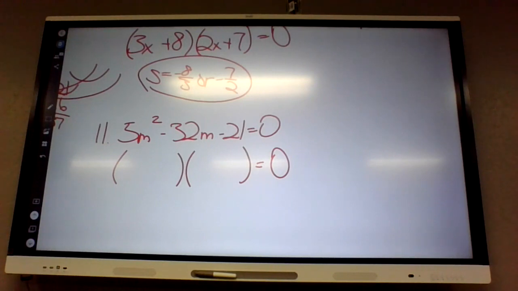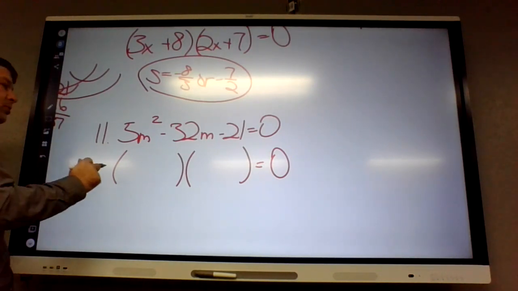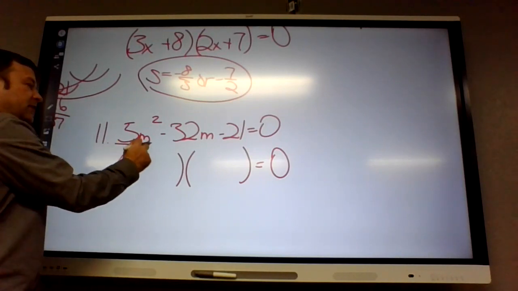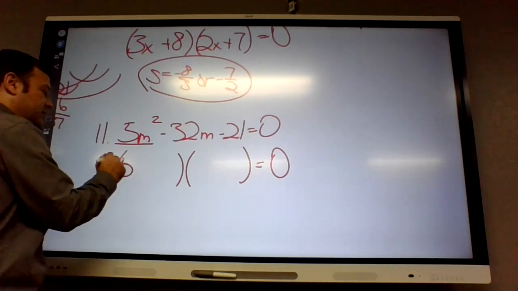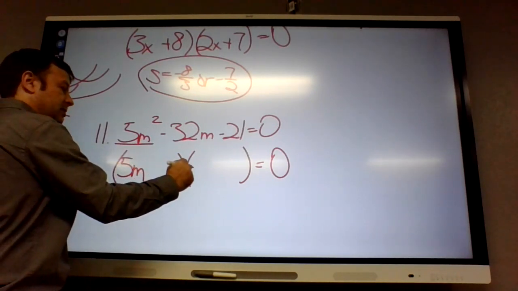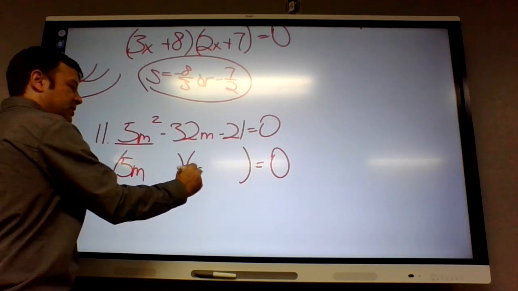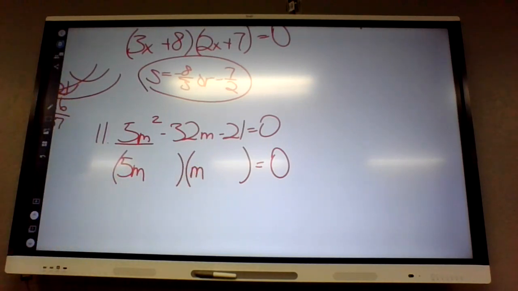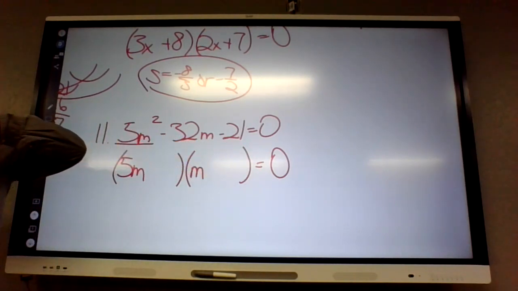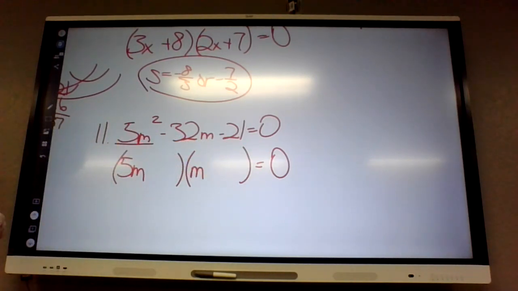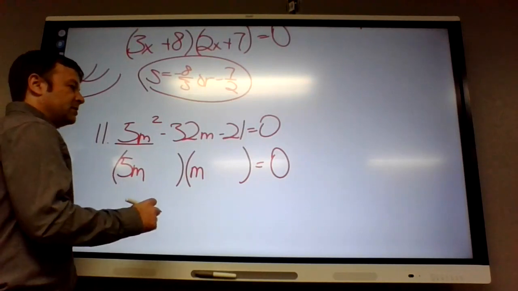Tabor, what are we going to put in the front? 1 what? What goes into 5m squared? 5m times 1m, or just m. And then for the back, what goes into negative 21? 7 and 3, but one of them has to be negative. So Gracie thinks it's 7.